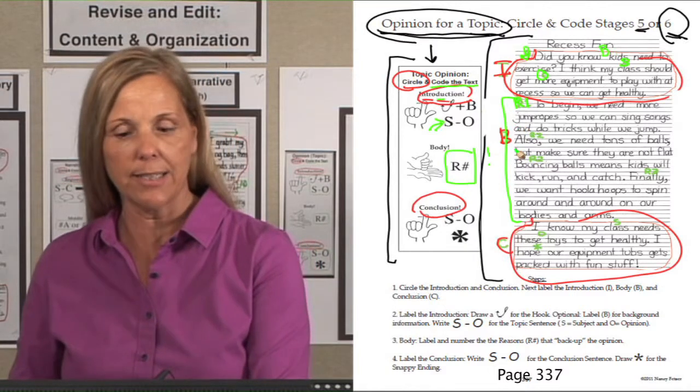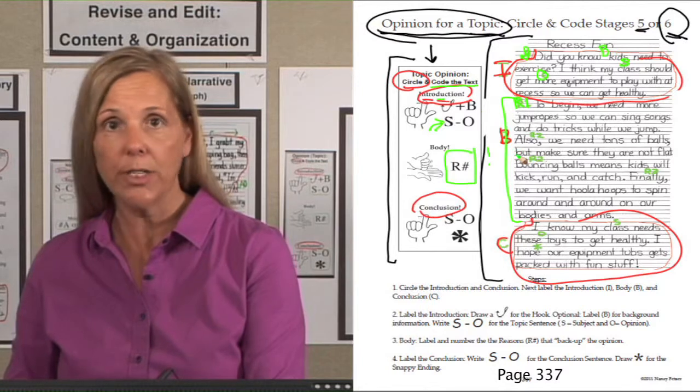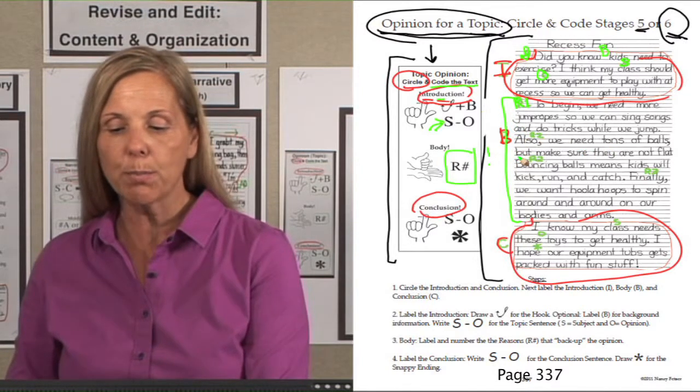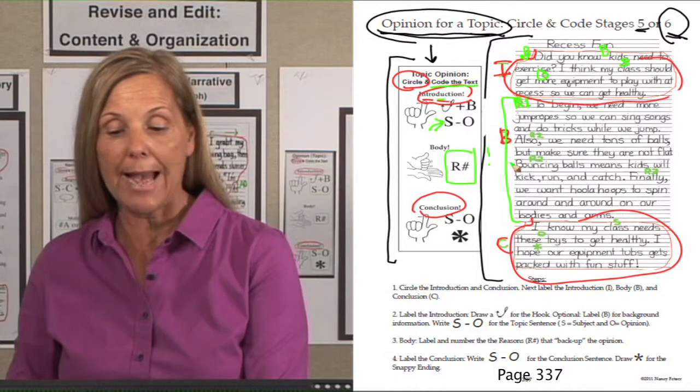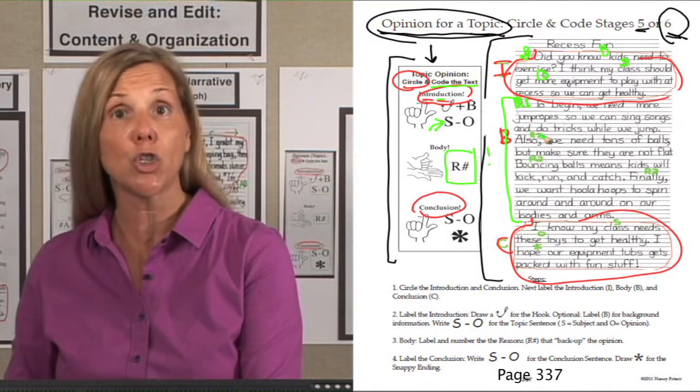Let's go to the next sentence. I'm going to read the sentence. I'm not going to number it yet. Also, we need tons of balls, but make sure they are not flat. This is a new reason. This is about the balls, so I'm going to put R2.